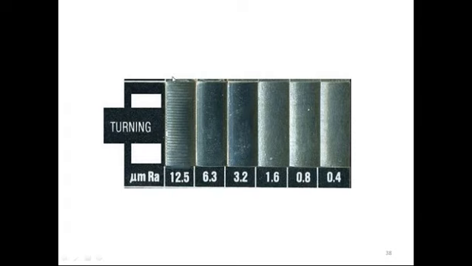So we always need to consider what the Ra value is, and what kind of cut you want to take, whether you want a finish cut or a rough cut. When you take a rough cut, you will get this kind of surface texture, and when you take a finish cut, you will get this kind of surface finish.